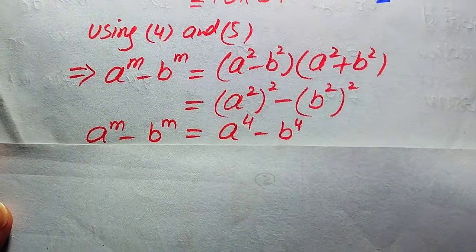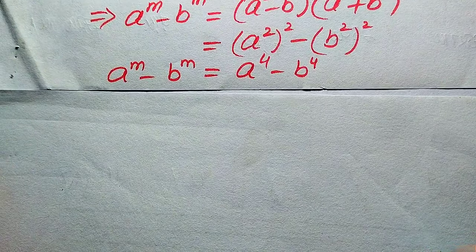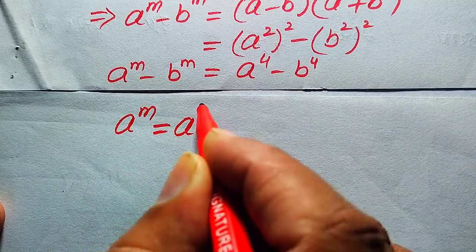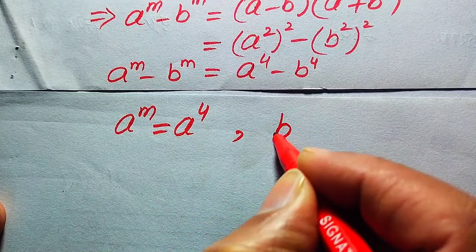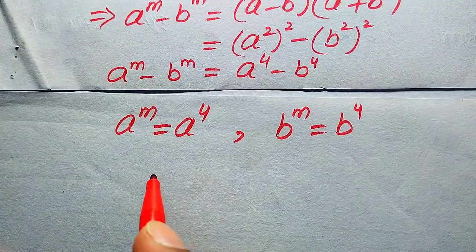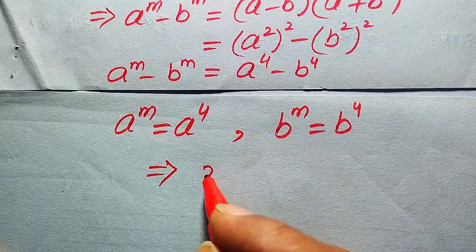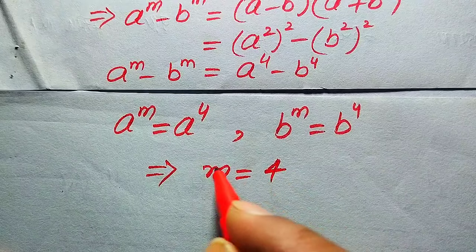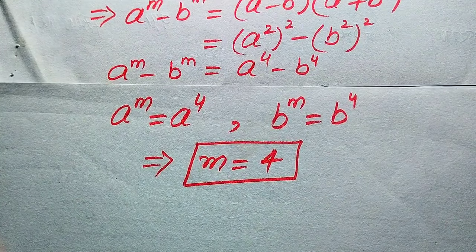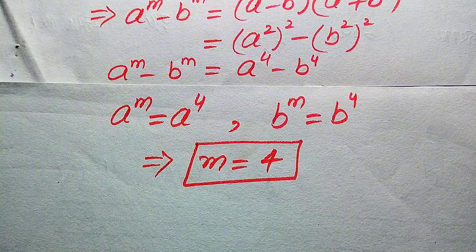So further in the next step, we need to compare both of the sides, and when we compare both sides, we get a to the power of m equals a to the power of 4, and b to the power of m equals b to the power of 4. So from both of these cases, we easily get the value of m equals 4. So this is the only root of the given equation.